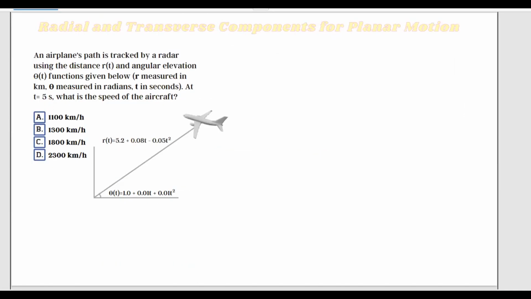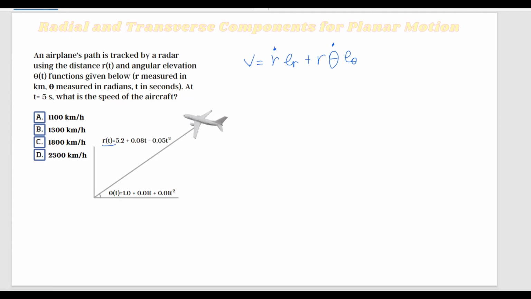Let's write it down. So we have v equals the first derivative of r, e_r, plus r times the first derivative of theta, e_theta. So we have the distance r(t), and we have the angular elevation theta(t). All we have to do is take the first derivative of r and substitute it in this equation. So we're going to do just that.